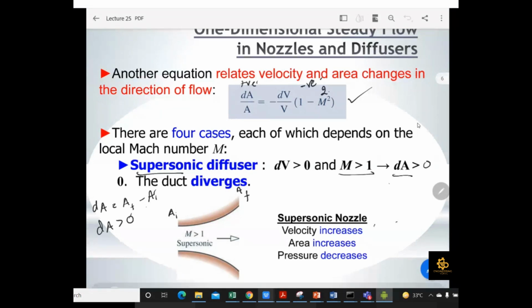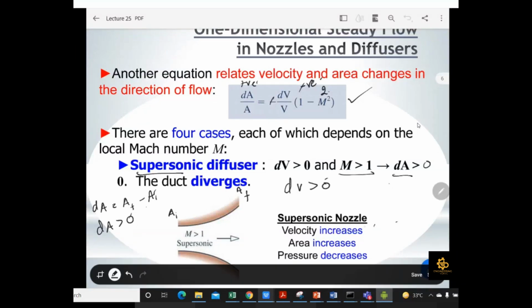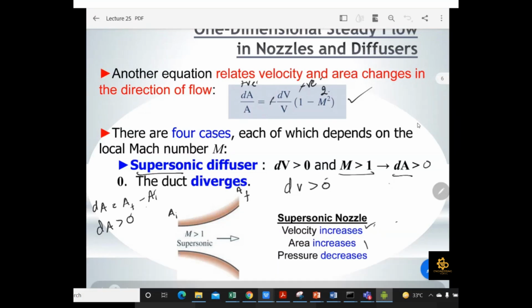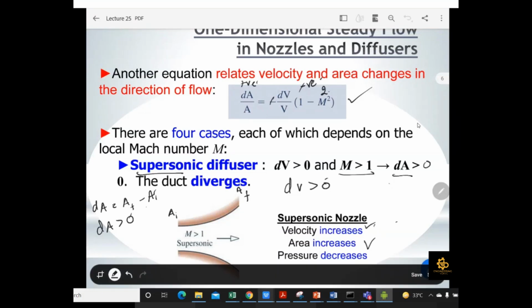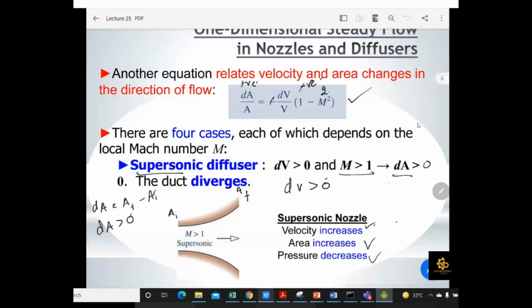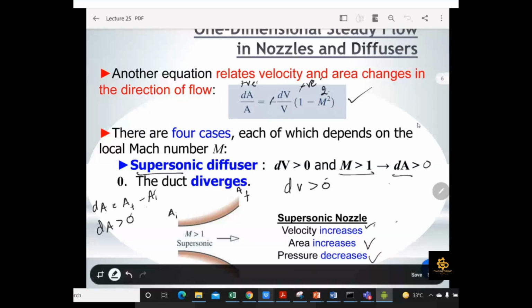ठीक है, अब नेगेटिव नेगेटिव आपके पास क्या हो जाएगा, कैंसिल हो जाएगा, और जो आपके पास डीवी आ जाएगा वो आपके पास ग्रेटर देन 0 आ जाएगा. तो यही बात मैंने यहाँ बताई कि वेलोसिटी इंक्रीज हो जाएगी जब आपके पास इन द केस ऑफ सुपरसोनिक डिफ्यूजर है. एरिया इंक्रीज हो रहा है क्योंकि डी ए ग्रेटर देन 0 है. प्रेशर डिक्रीज हो रहा है क्योंकि हमने पहले एक रिलेशन पीछे इसी स्लाइड में पढ़ा था कि अगर वेलोसिटी इंक्रीज करती है तो प्रेशर डिक्रीज कर जाता है. तो वहां से हम बता सकते हैं कि प्रेशर डिक्रीज कर रहा है. ठीक होगी बात?